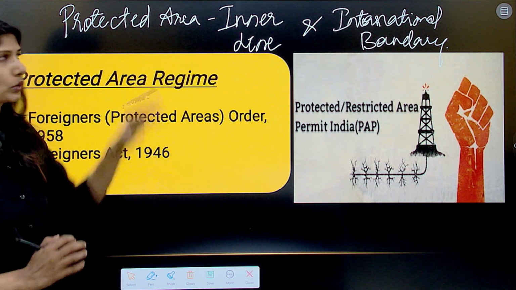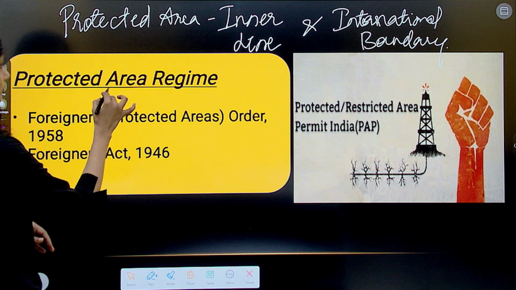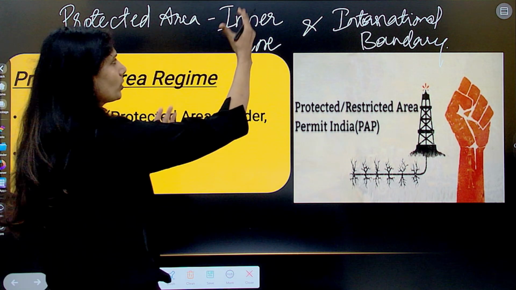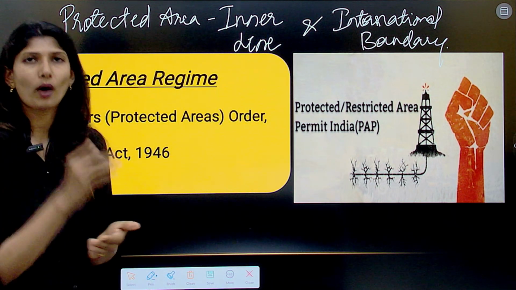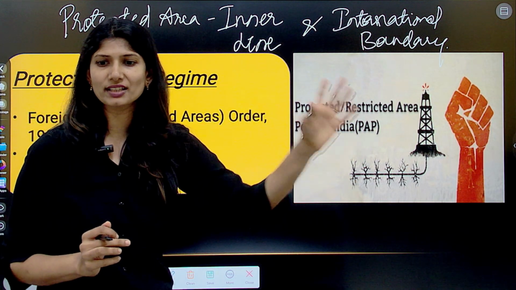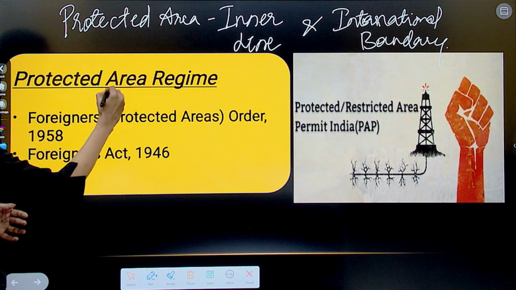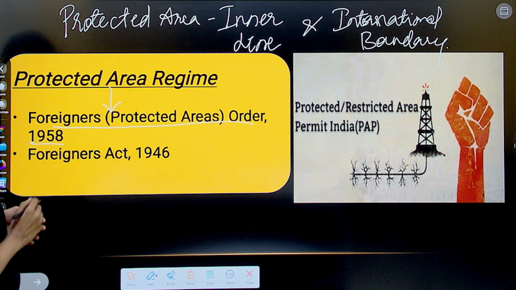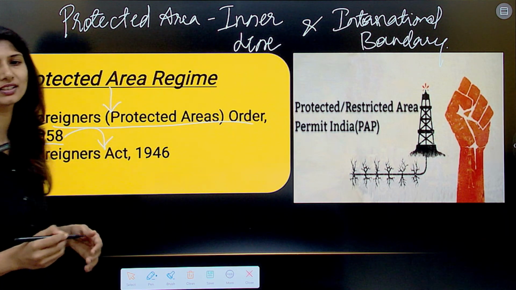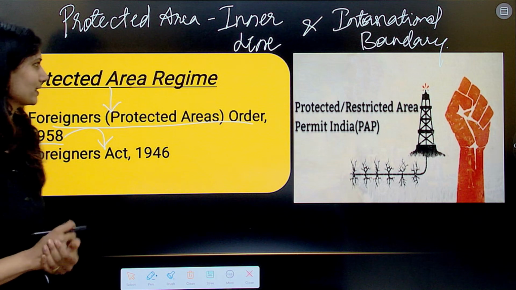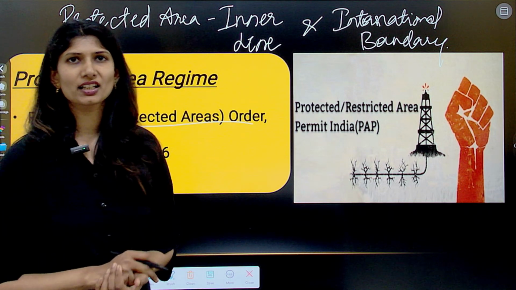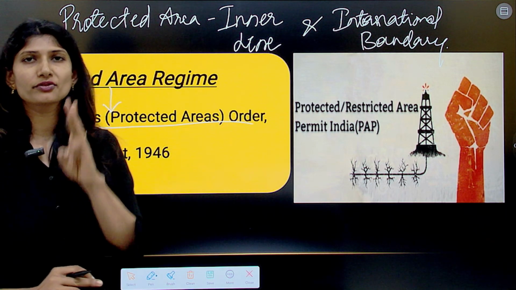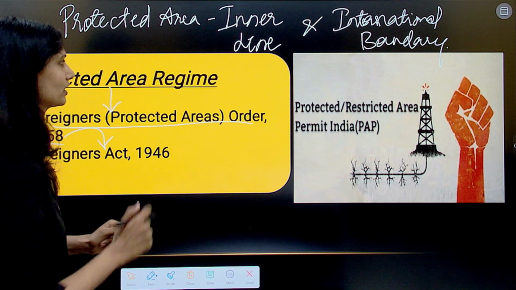How was this brought in? This concept of protected area regime, wherein you require a permit to enter into the protected area, which is the zone between the inner line and international boundary. Why? So that you can watch them and restrict their movements. This was brought in through your Foreigners Protected Area Order of 1958, which in turn was brought in through your Foreigners Act of 1946. So under this protected area regime, if you have to enter into the protected area, you are supposed to furnish these 3 details.